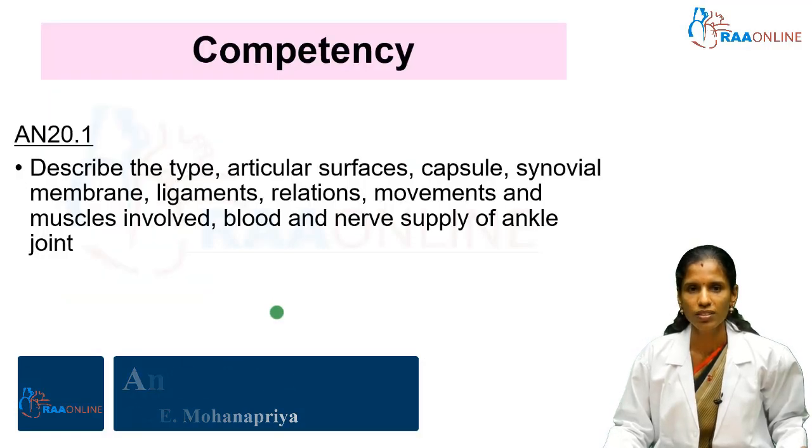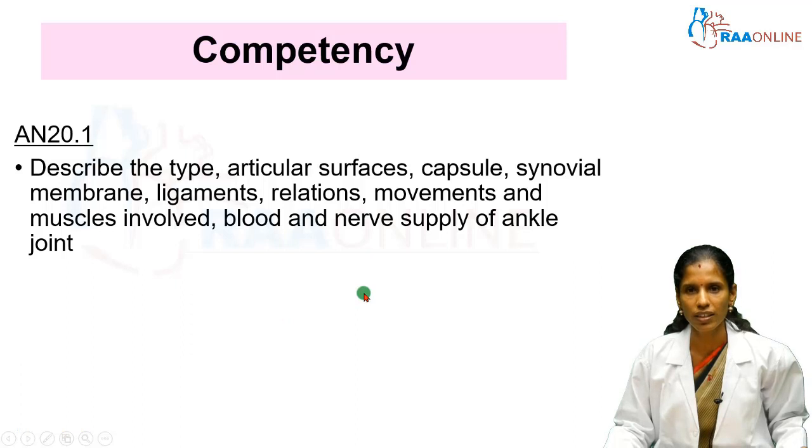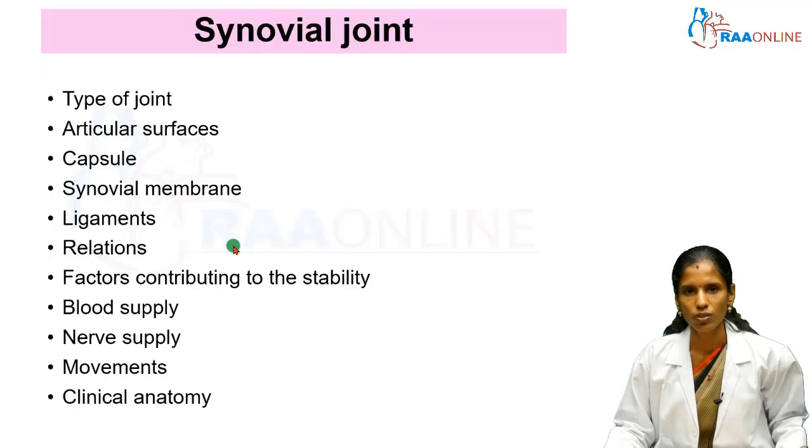As per CBME, this is a competency we are going to see in detail in this lecture. Describe the type, articular surface, capsule, synovial membrane, ligaments, relations, movements and also the muscles producing it, blood and nerve supply of ankle joint. To describe any synovial joint in our body, these are the headings we need to follow. Since the ankle joint is also a synovial joint, these are the headings we are going to discuss in this lecture.